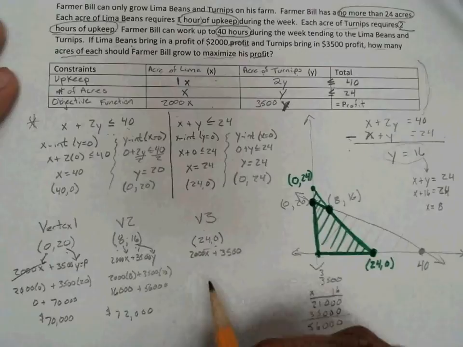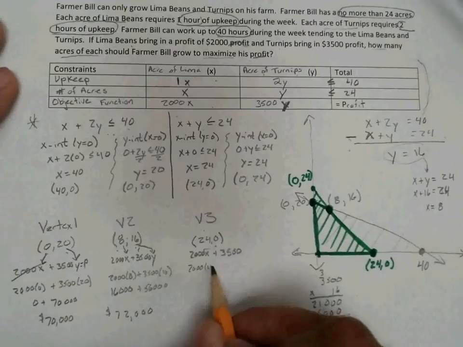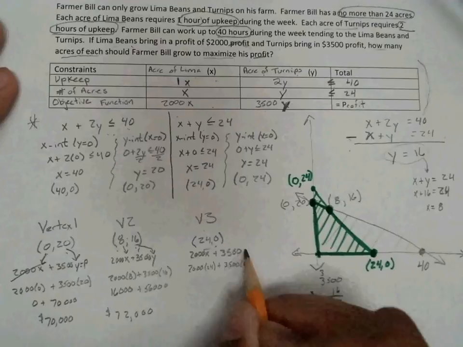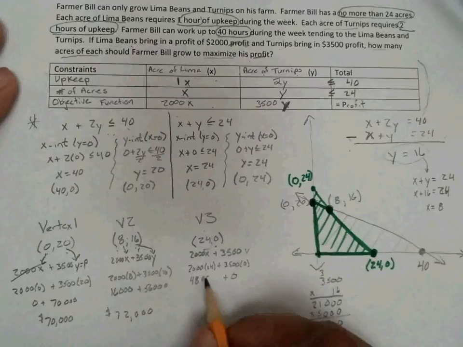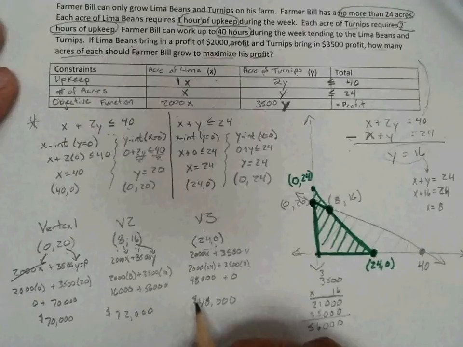And then we have our last one, so we have 2,000 times 24 plus 3,500 times 0, because there's a y there. So we end up with 0 plus 48,000. So hopefully from this, you can see that this will give us the most profit.